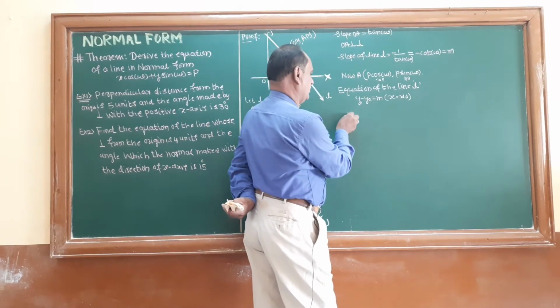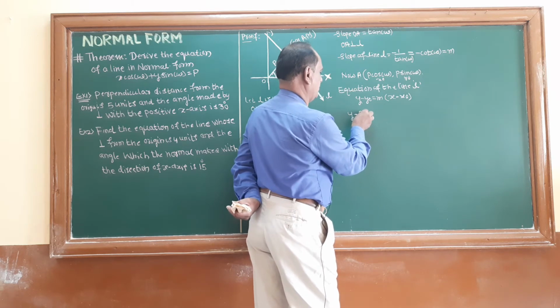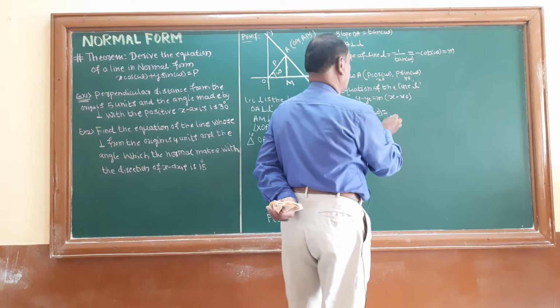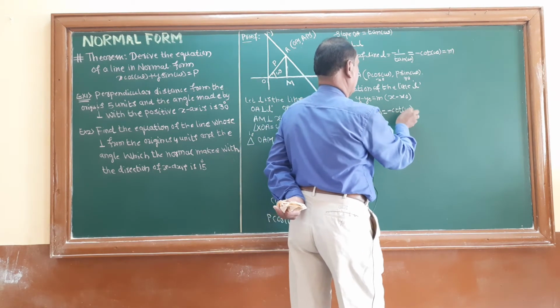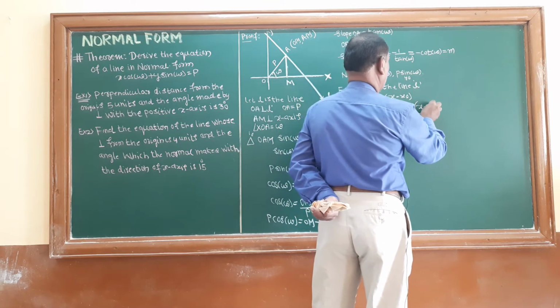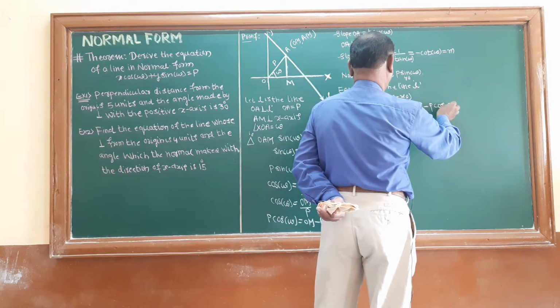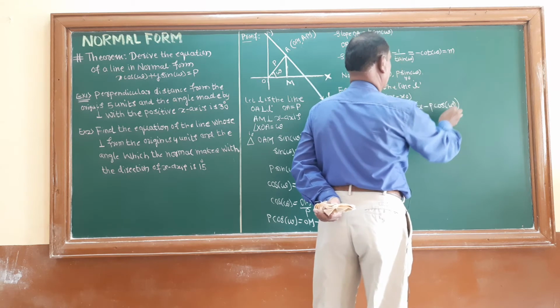Therefore, y minus y0 means P into sin omega is equal to m, which is minus cot omega, inside the bracket x minus x naught, where x naught means P into cos omega. Complete the bracket here.